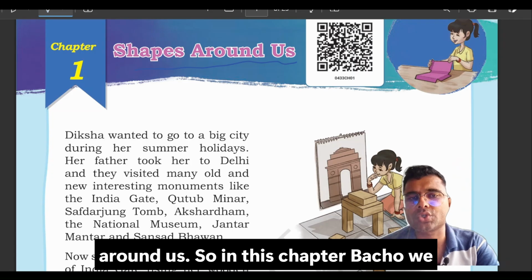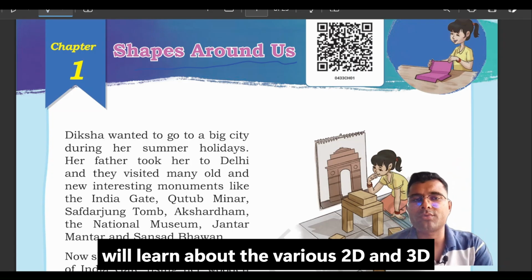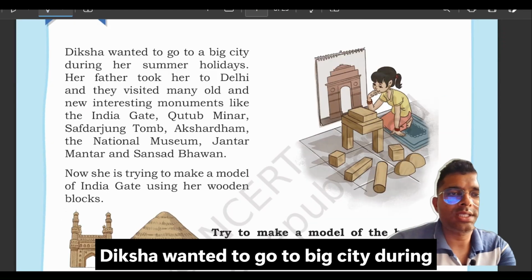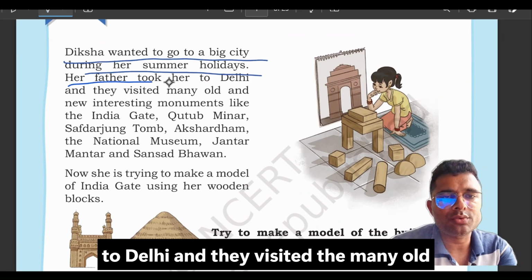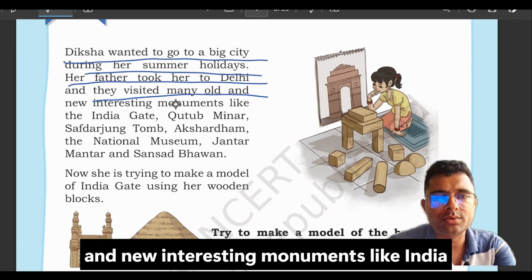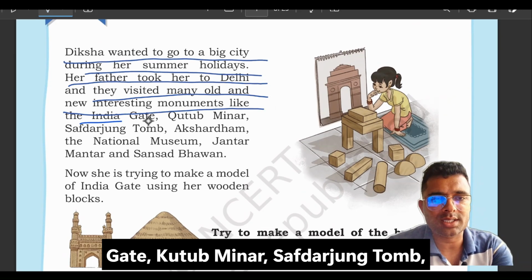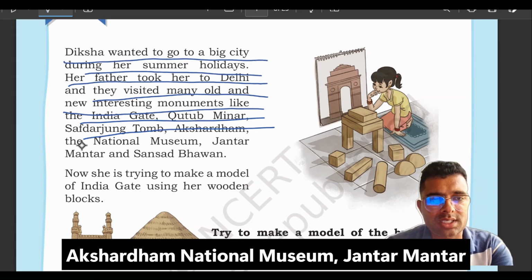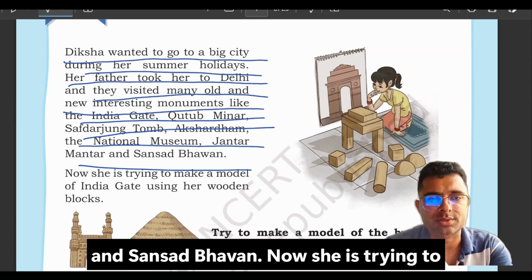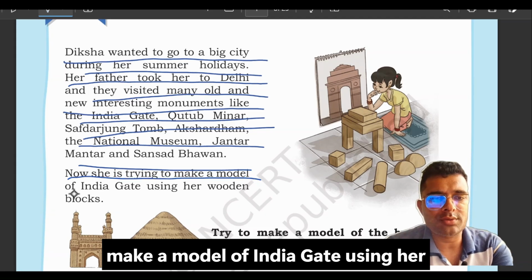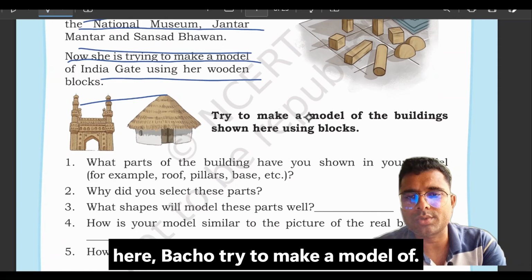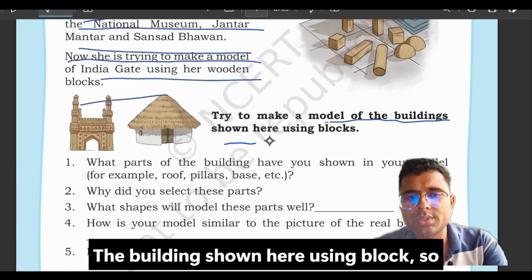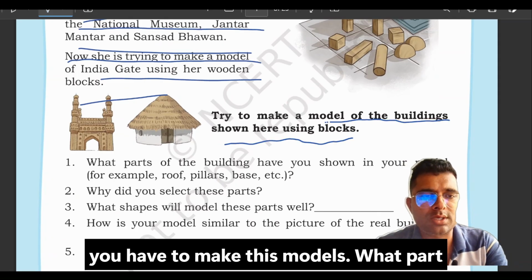In this chapter, children, we will learn about the various 2D and 3D shapes, how they are formed, and what their characteristics are. Diksha wanted to go to a big city during her summer holiday. Her father took her to Delhi, and they visited many old and new interesting monuments like India Gate, Qutub Minar, Safdarjung Tomb, Akshardham, National Museum, Jantar Mantar and Sansad Bhavan. Now she is trying to make a model of India Gate using her wooden blocks. So what you have to do here, children, is try to make a model of the building shown here using blocks. So you have to make these models.